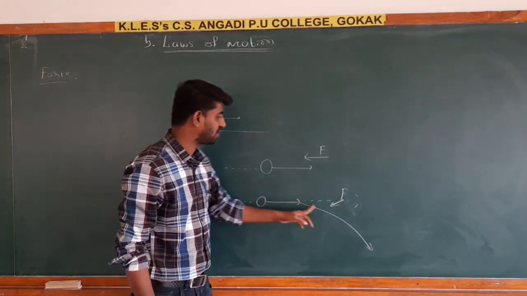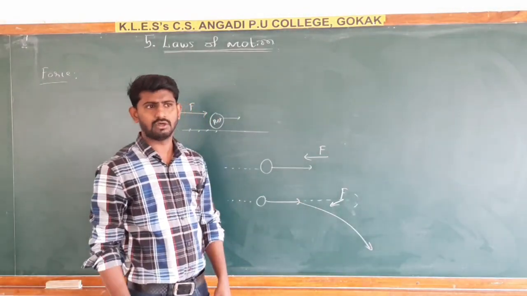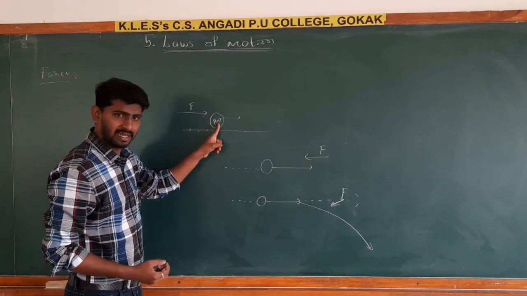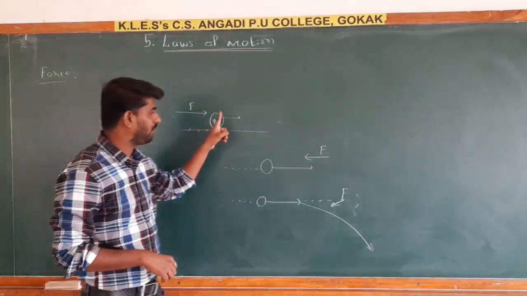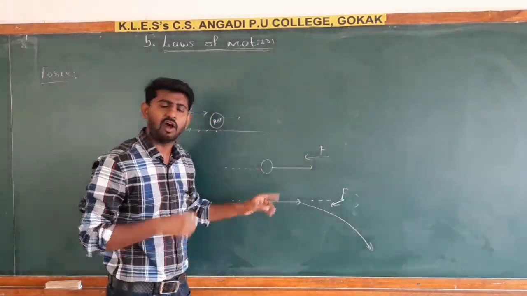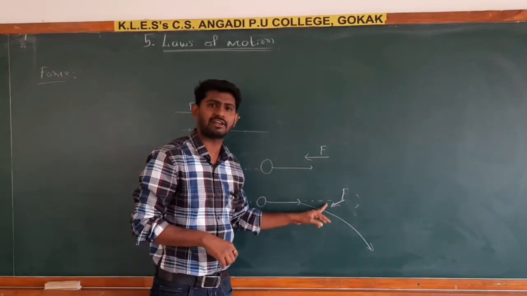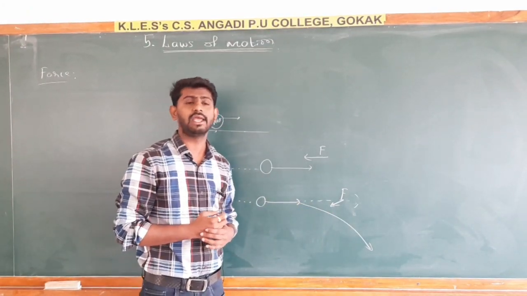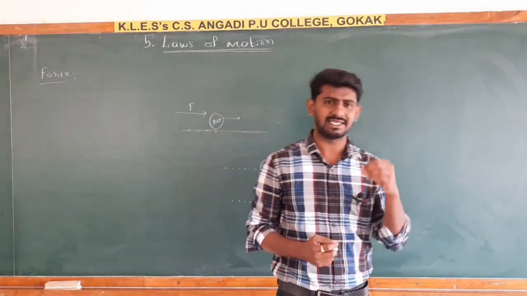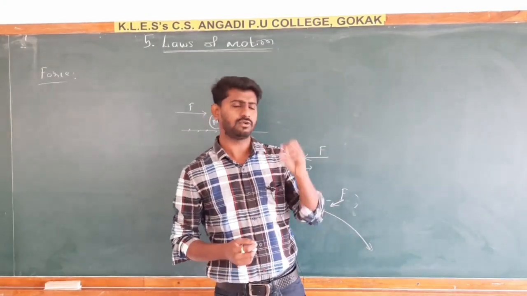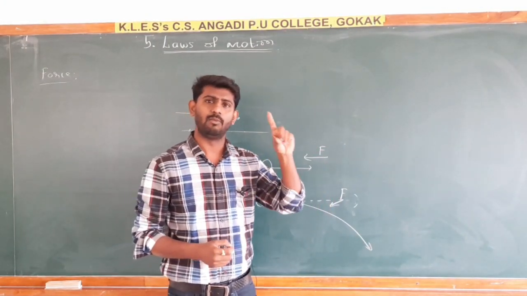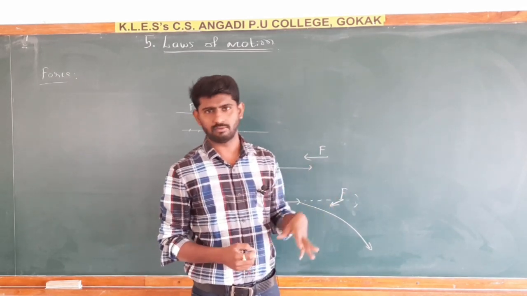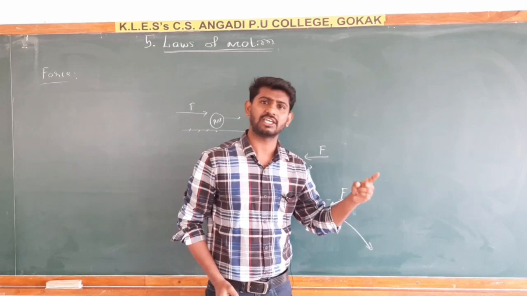Or that stops the moving body, or that changes the direction of motion. So the external agent which causes motion in a rest body, or stops the moving body, or changes the direction of motion, that external agent is called the force. So how to define the force? Force is an external agent that causes motion in a rest body, or stops the moving body, or changes the direction of motion.